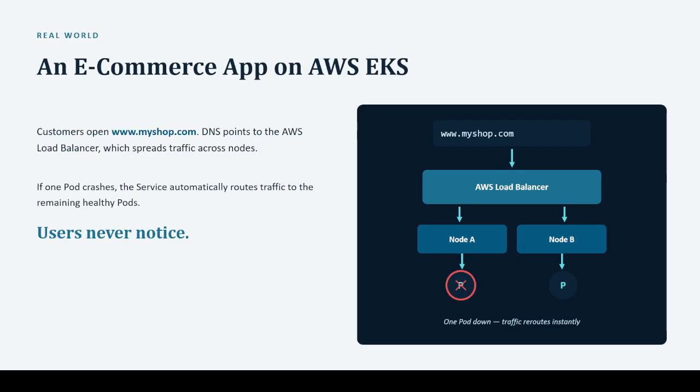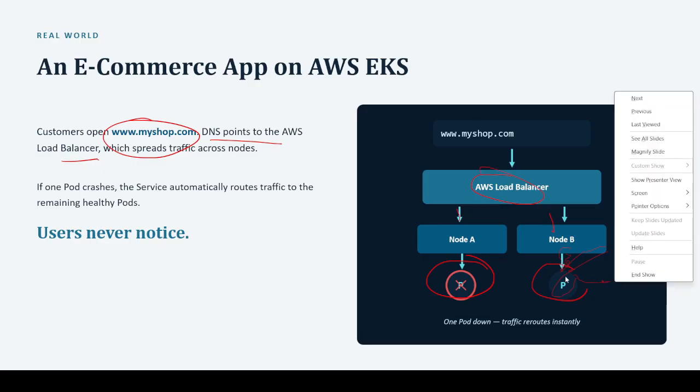So now we have a real world example. Let's say we have myshop.com, some e-commerce website, and DNS points to the AWS load balancer, which spreads the traffic. Here you can see the load balancer. We have multiple nodes attached to this as a target group. And if any of the pods goes down or something happens, the traffic goes to the healthy pods. So this is also one thing.